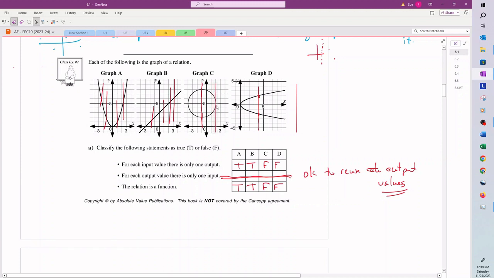If there's anywhere that I can be touching it in 2 places, it's not a function. With the parabola here, right here at the edge, I've only got 1 point, but everywhere else I've got 2 points that are touching my line. My line is crossing it in 2 places. That makes it not a function. Okay, and we call that the vertical line test.